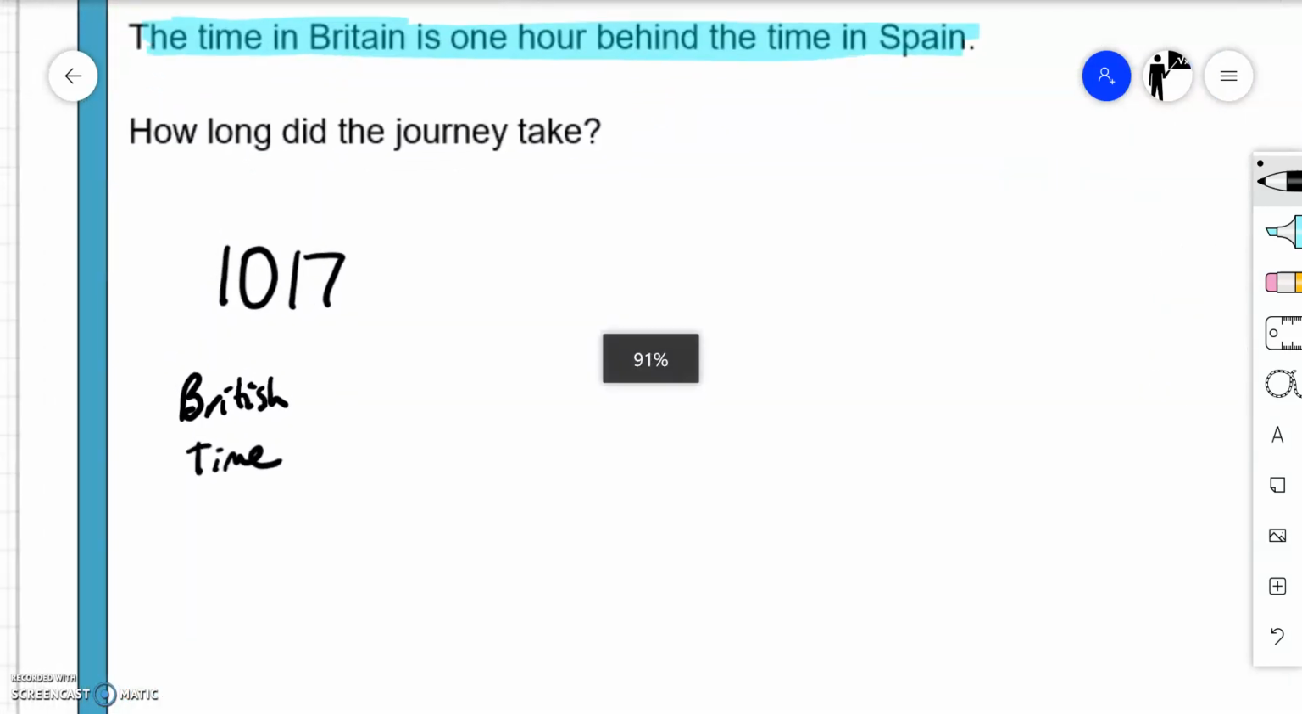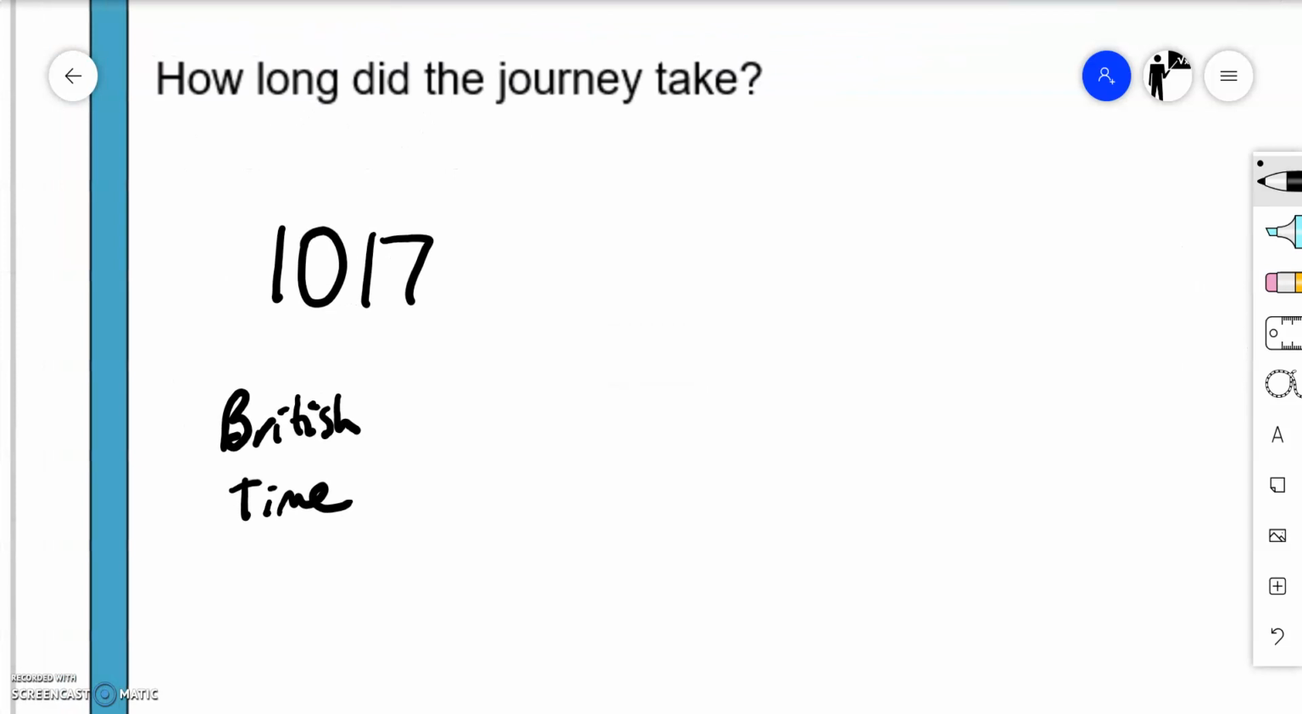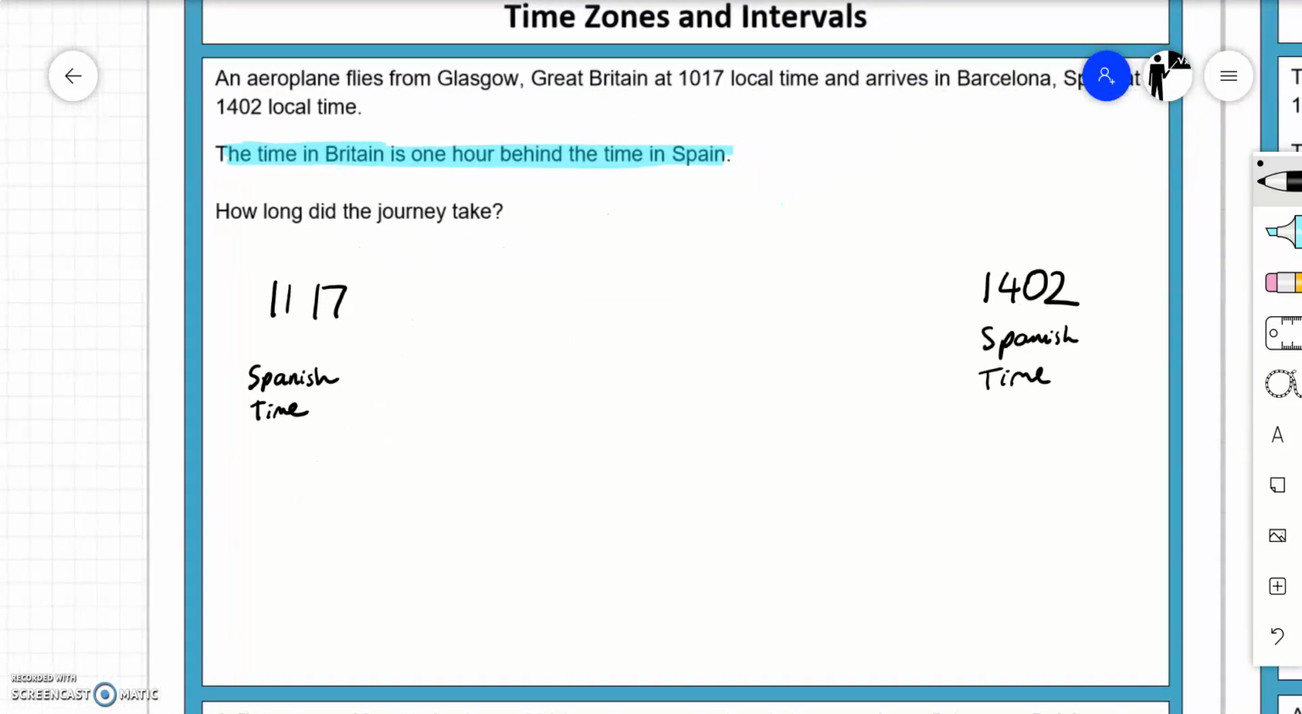So Britain is 1 hour behind. So if I want to change this to be Spanish time, I'm going to need to add on an hour. I could have simply changed them both to be British time, and I would still get the same answer. So now I've got both in Spanish time, I can figure out how long this journey has taken.